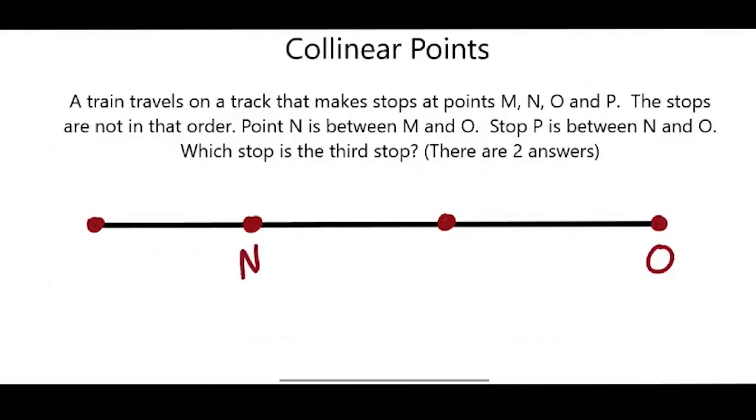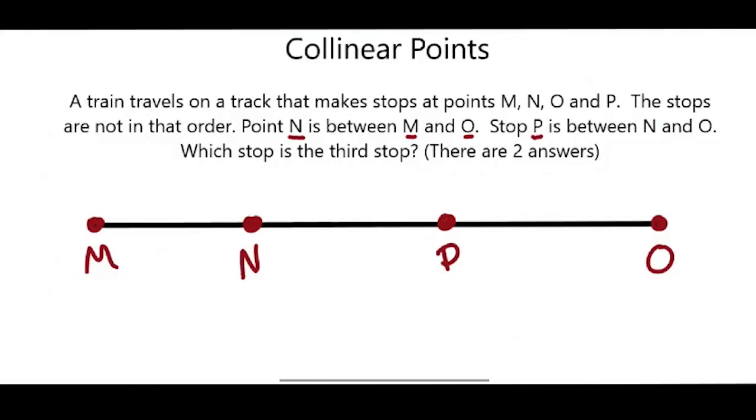So what if we put the N here and the P here and the M here? And let's make sure that this drawing makes sense. So the stops are not in the order M, N, O, P. M, N, P, O. So this could work. So far, so good. Now, point N is between M and O. That works. Now, P is between N and O. Well, here's P, and it's between N and O. All right, so far so good.